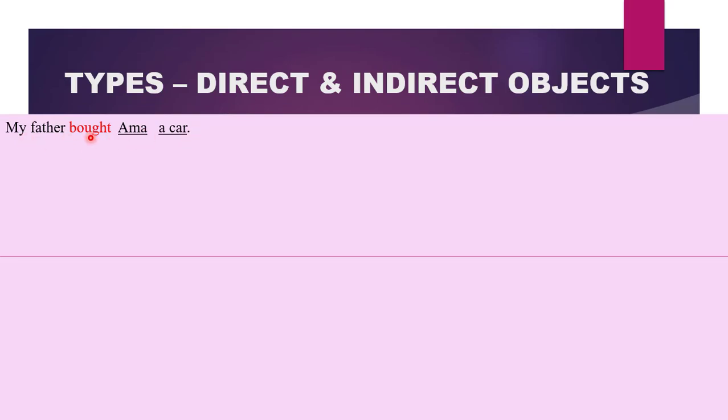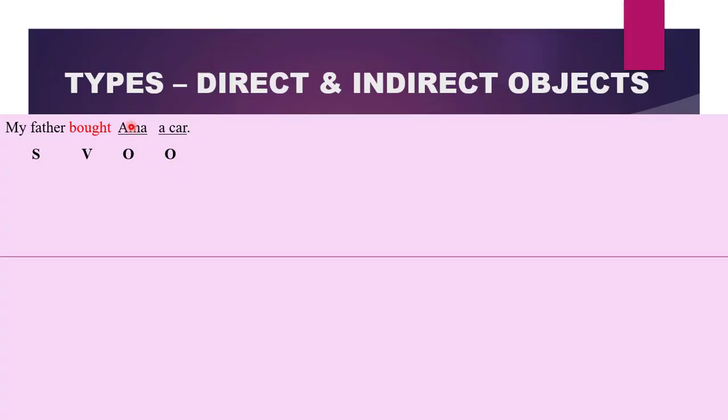Here, we can see that there is a transitive verb and we have two nouns that follow it. We have Ama and a car. Both Ama and a car come after a transitive verb, so we will consider both of them as objects. S, my father. V, bought. O, Ama. O, a car.